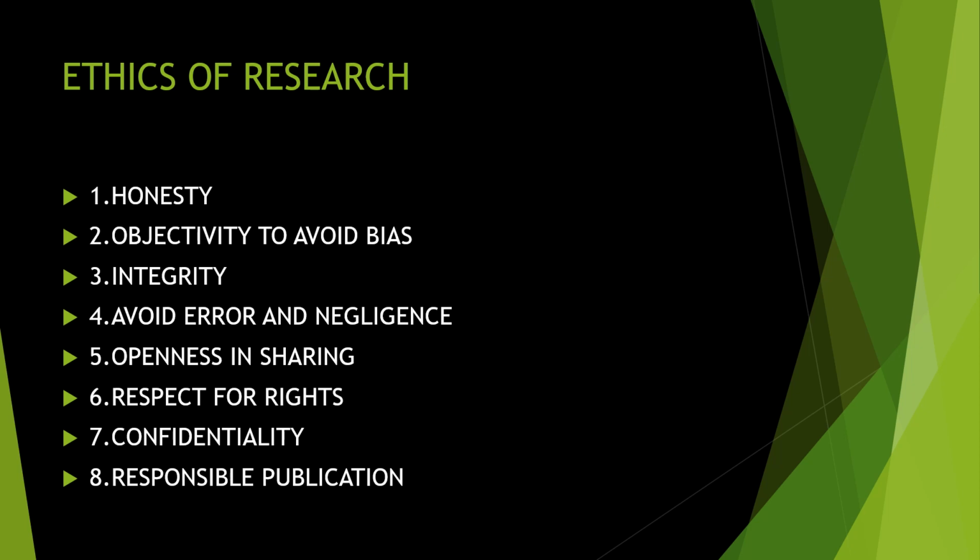Second is objectivity, to avoid bias. Objectivity means you should not include your own views. You have to stand as an outside person, view the things and write the details. That is what we call objectivity. So there will not be any bias. If you do it in a subjective manner, it contains a lot of biases. So you should do the research work in an objective manner.